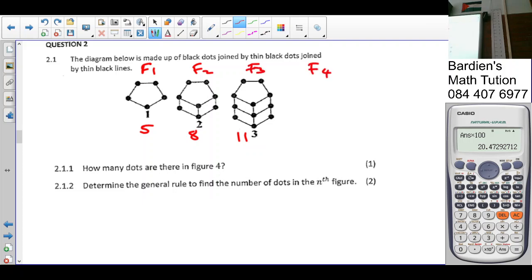So if this pattern continues, how do I get from one to the next? I added 3. Then I added 3 again. So if I add 3 again, what am I going to get? 14. There's 14 in the next pattern. Okay? Determine a general rule to find the number of dots in the nth pattern.